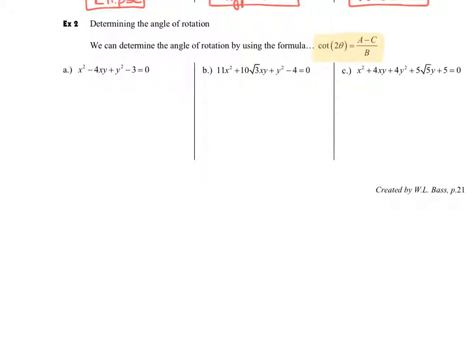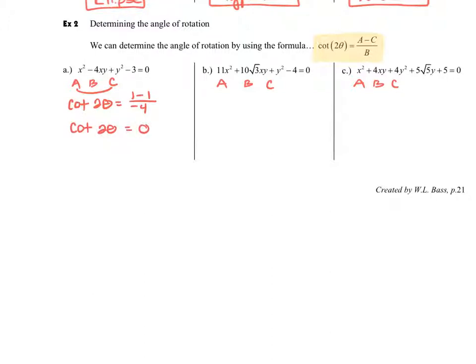One of the little tricks that I like to do when I'm using this formula is I'll go through and I will identify my A, B, and C. I'm going to do that on all three of these here. And then I like to give myself this little link, this little A to the C, because that reminds me that the numerator is A minus C. So I'm going to say cotangent 2 theta is going to be 1 minus 1 over a negative 4. So when I clean that up, I have cotangent 2 theta equals 0.